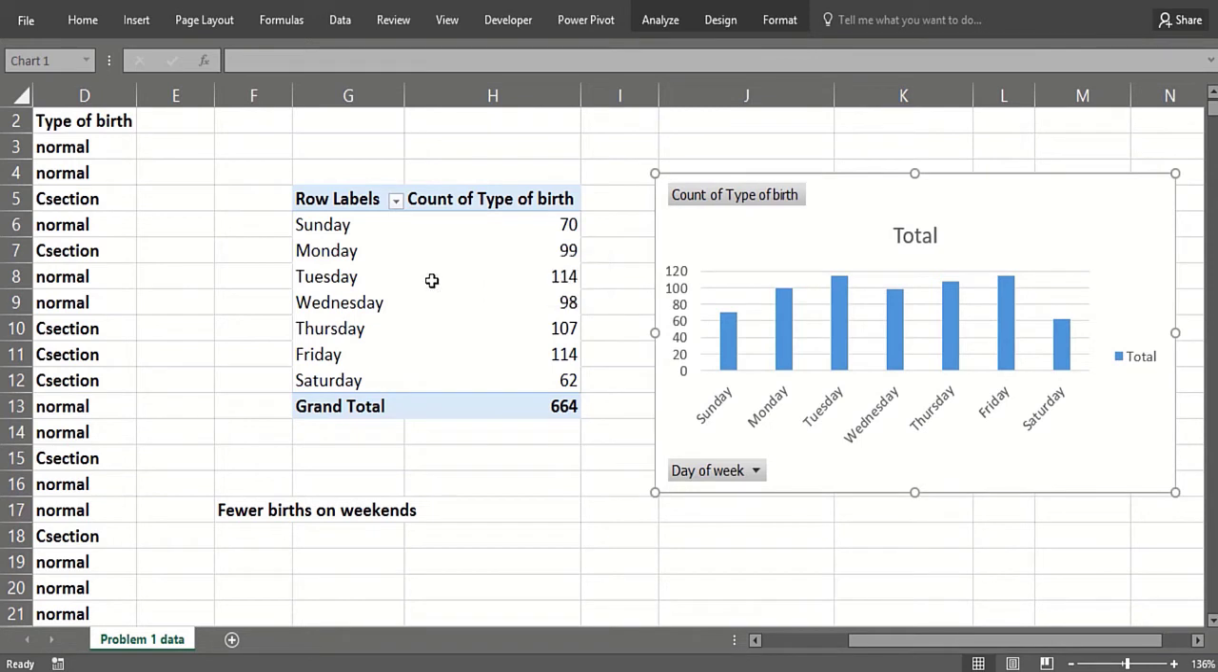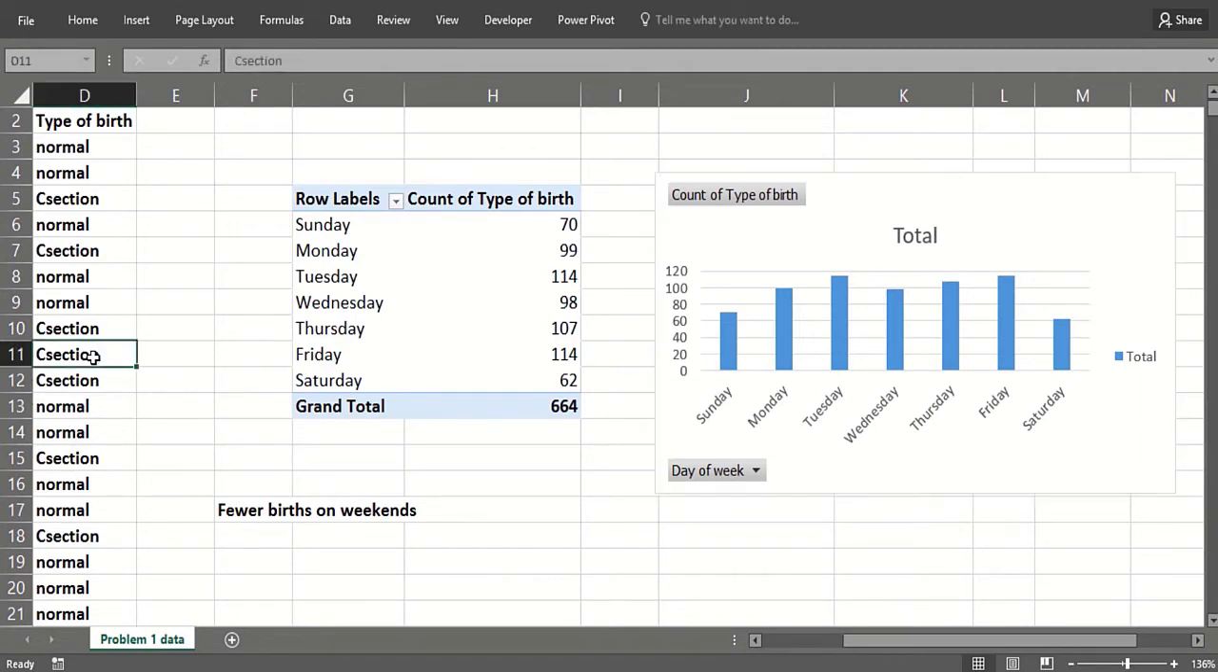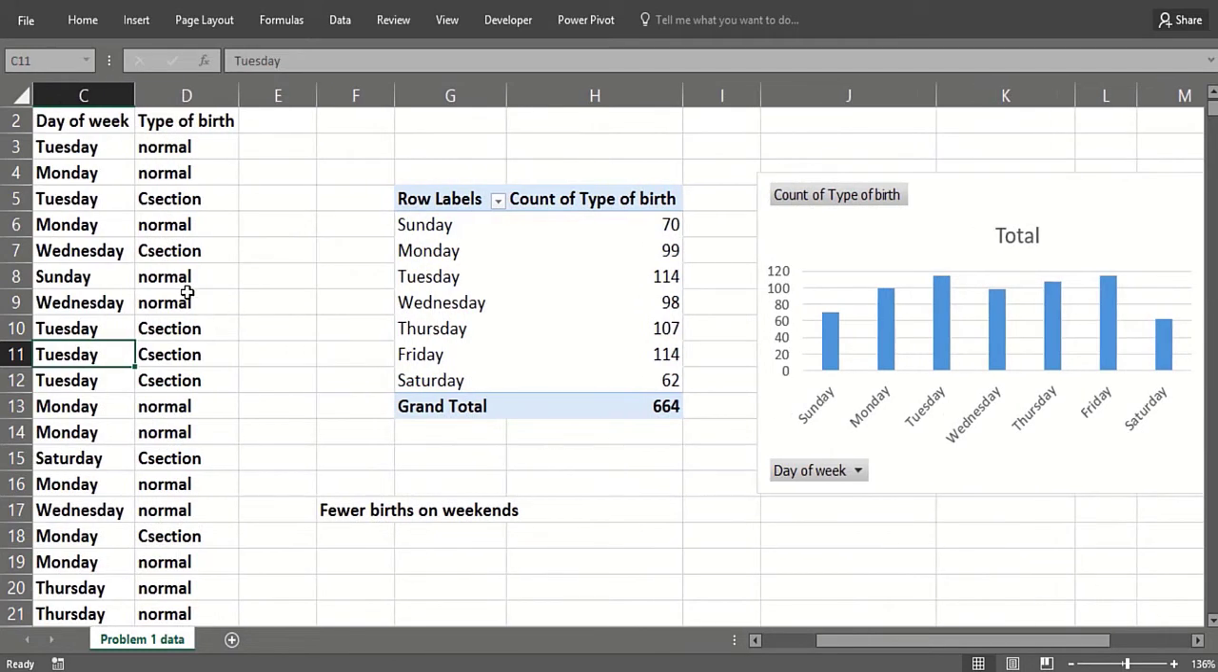Okay. And so basically we'll do another pivot table where we try and look at each day of the week, how many normal births and how many C-section births. We'll find there are fewer C-section births on the weekends because the doctors probably have things they'd rather do on the weekends than deliver babies by C-section. The normal births you sort of can't control when the baby comes. So let's see if that's the case.